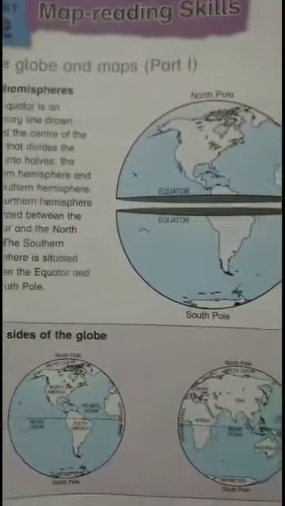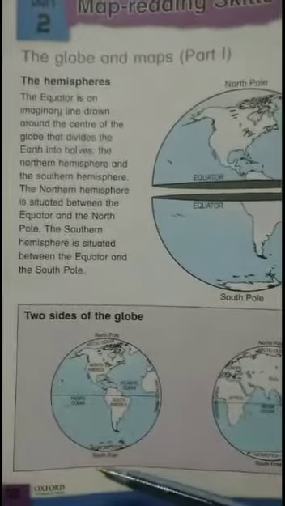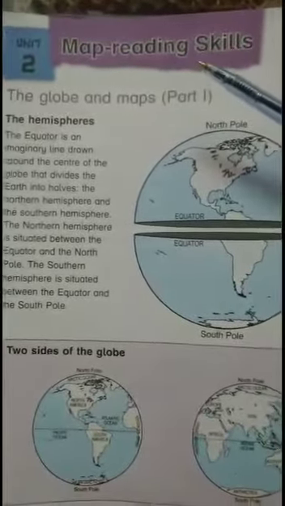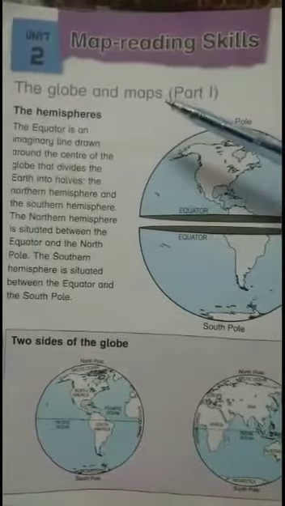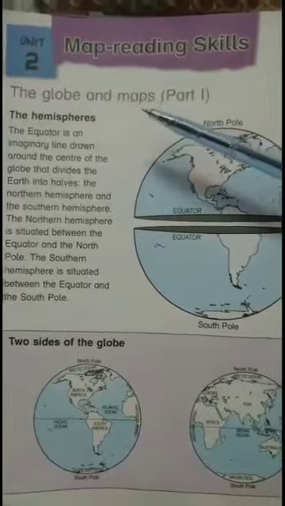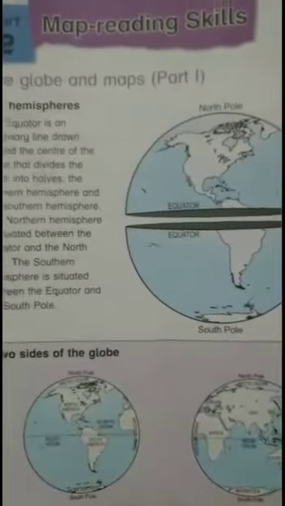Class 5, take out your social study books. Open your books. Come to the page number 22. Our unit name is Map Reading Skills. Our lesson name is The Globe and Maps. First, we define maps and globe.